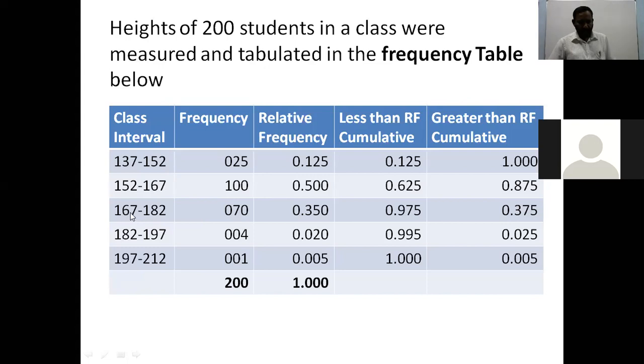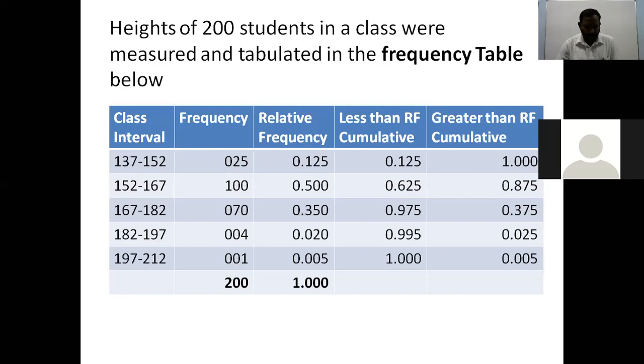70 students falling into 167 to 182, and 4 students falling into 182 to 197, and 1 student falling into 197 to 212 centimeter, right? Actually, without giving a problem to you all, I have already made a summarization into the table. So if you add all the frequencies, what should be the total number? The total number should be equal to the number of students that we have measured. So that is equal to 200.